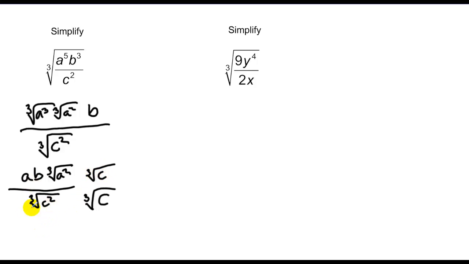So you'll notice now that in the numerator I have a, b, cube root of a squared c. In the denominator, I have the cube root of c cubed, and that is c. So I'm done.